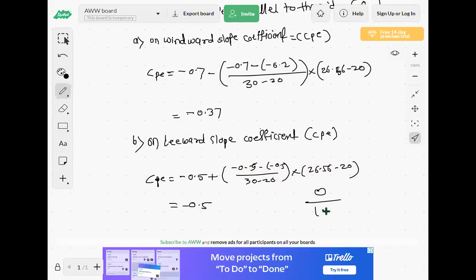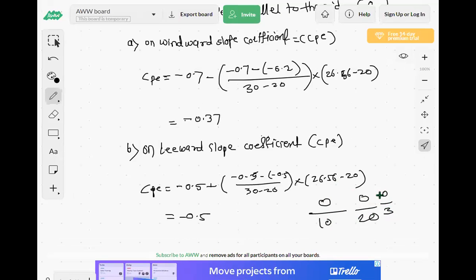0 divided by 10, what is it, 0 divided by 20, 0 divided by 3. So no meaning to this. 0 divided by this value is 0.